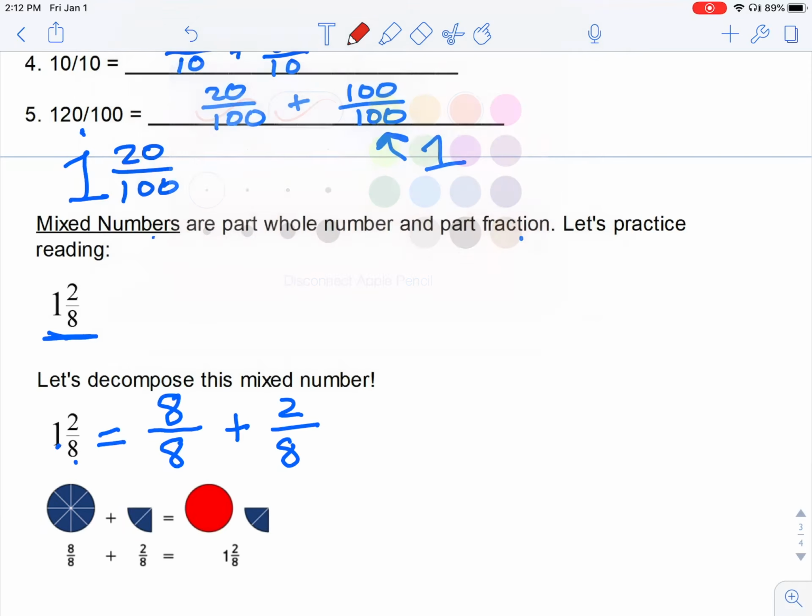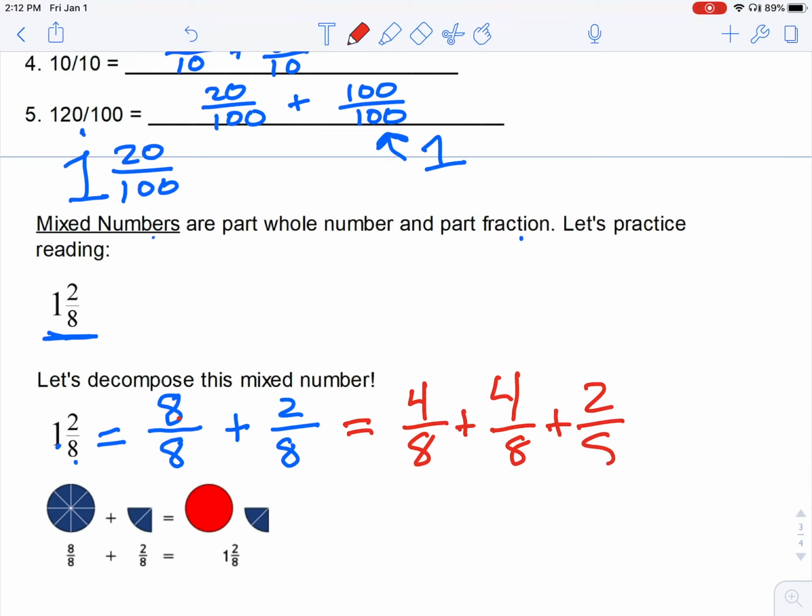And once you've decomposed it that way, now you have so many more possibilities. Maybe I think of this 8/8 and I think, oh, that's actually 4/8 plus 4/8 plus, can't forget the 2/8. These equations are the same thing, right? They all are going to sum to 1 and 2/8. And here you have the illustration of why 1 whole and 8/8 are the same thing. Now, we could have had a mixed number. Let's just do one more.